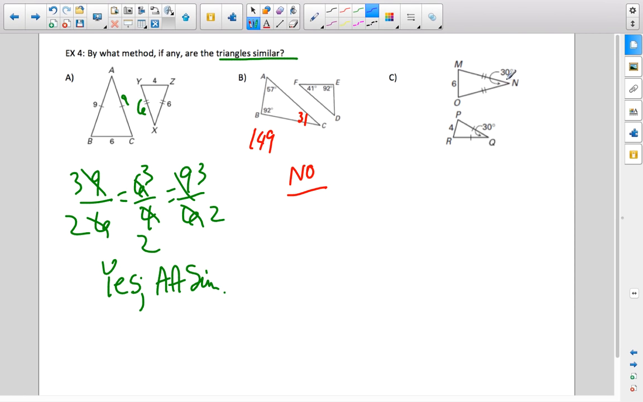Okay, let's try this last one over here. We have an isosceles triangle with an apex angle of 30, which means the two base angles are congruent. 180 minus 30 equals 150. Divided by 2, and these two angles are 75. Same thing over here on this little triangle. We have an apex angle of 30, which leaves 150 left over, and the two base angles must be congruent. So yes, the two triangles are similar by angle-angle similarity shortcut.